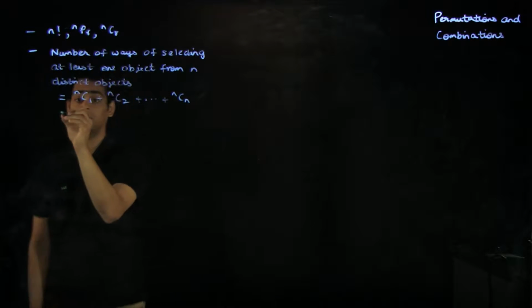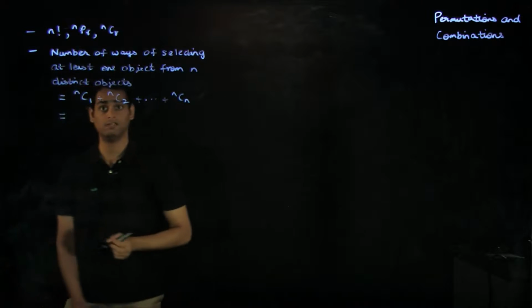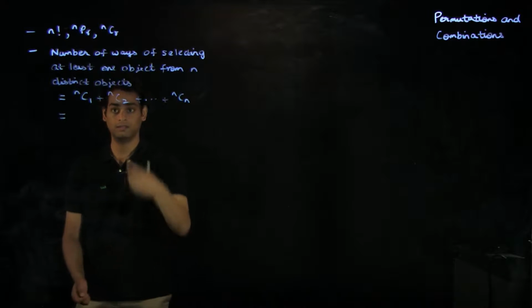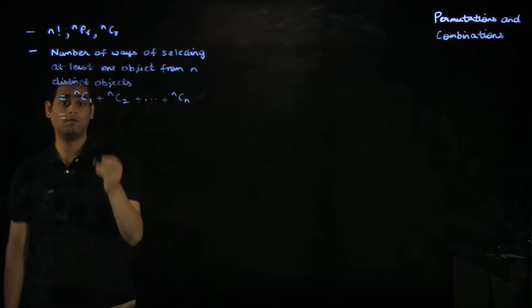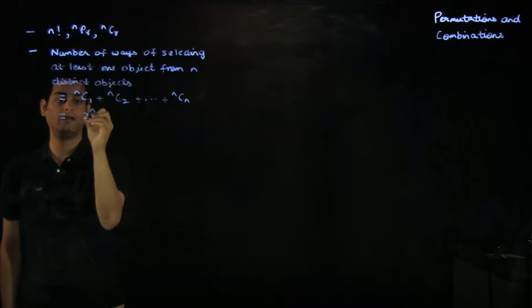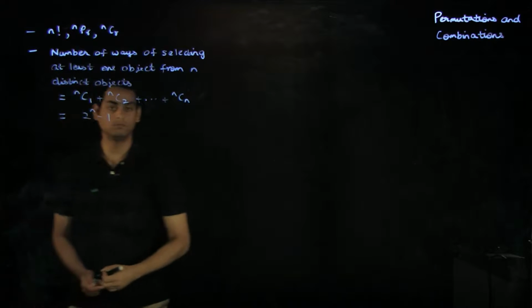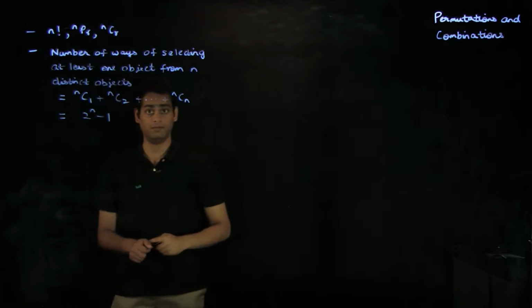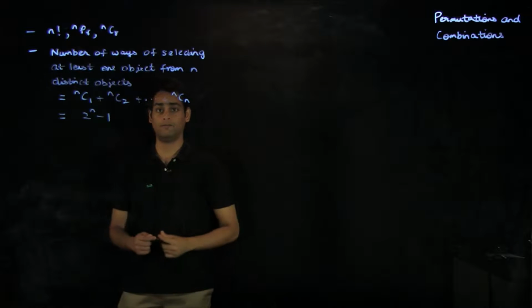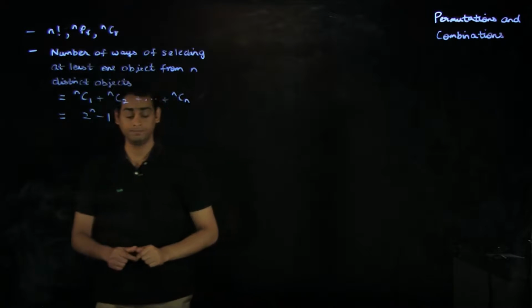And so for the viewers of the chapter on the binomial theorem, this sum should be familiar, where this should be nothing but 2 power n minus 1. So for those of you not familiar with this binomial identity, I refer you to the chapter on the binomial theorem.